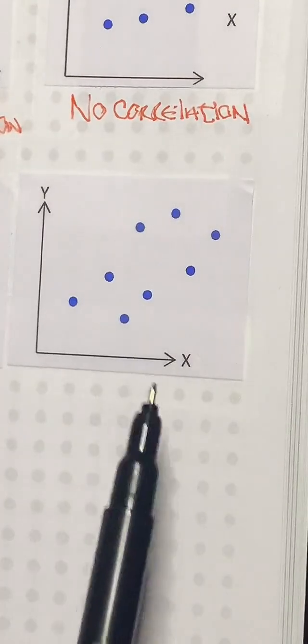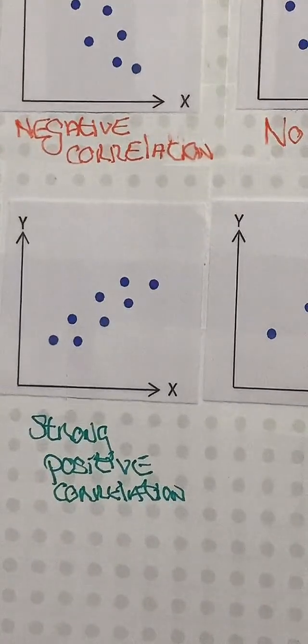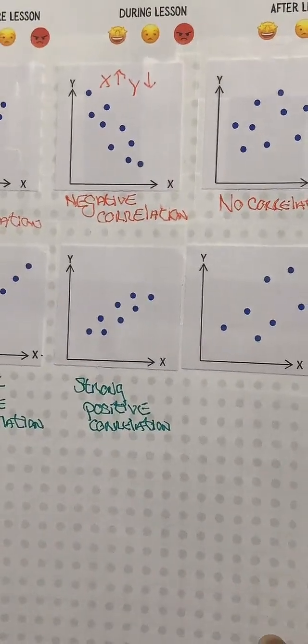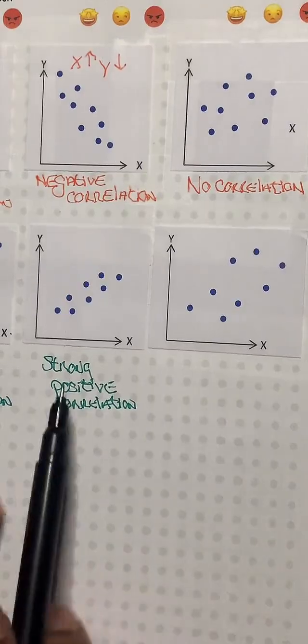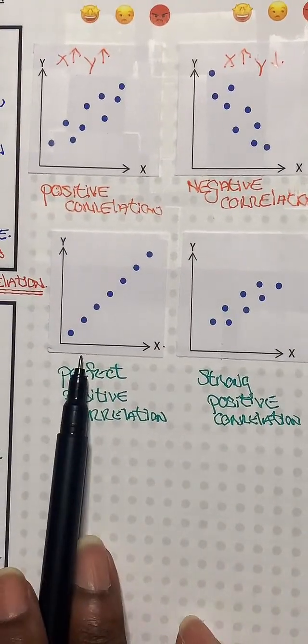Like if I really take a look at it, I probably could finagle a positive correlation out of here. But it is not as tightly kept as the strong positive, and it's nowhere near the perfect.